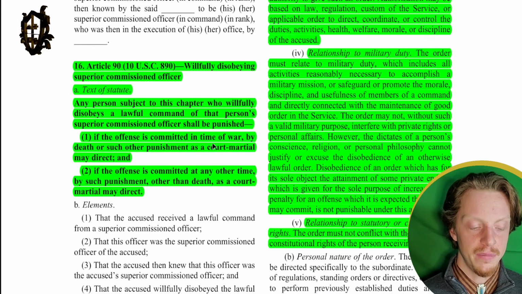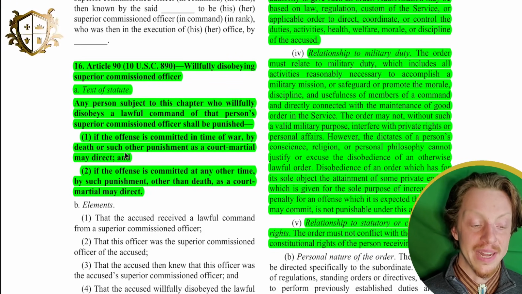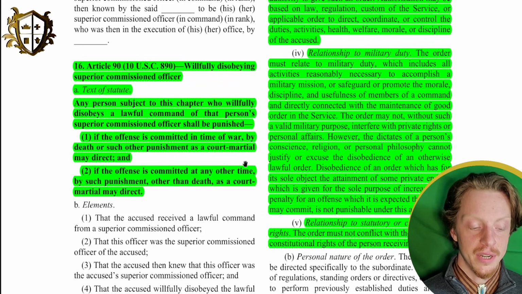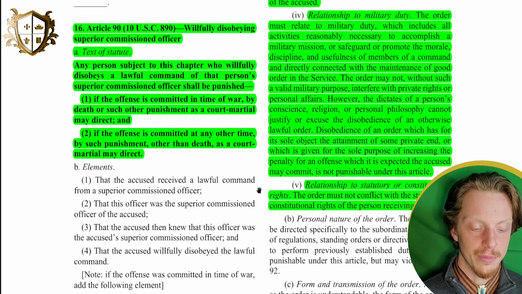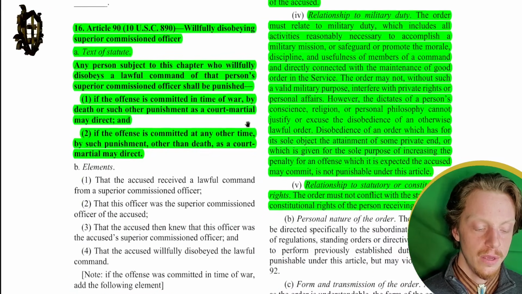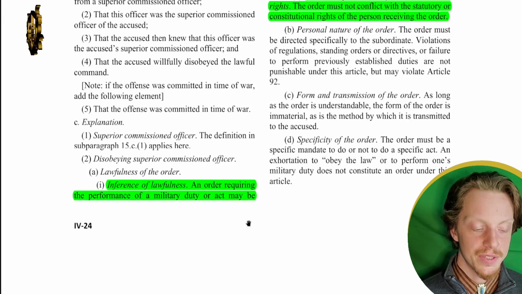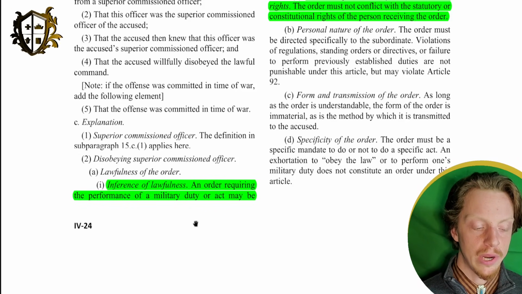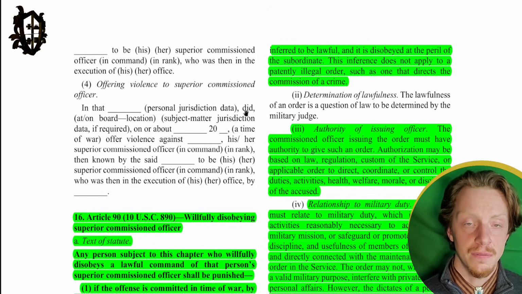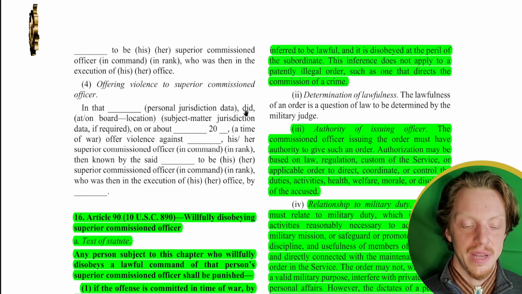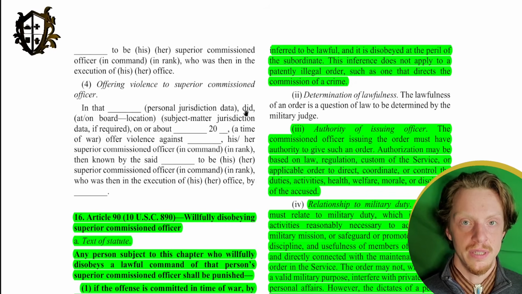1, if the offense is committed in time of war, by death, or such other punishment as a court-martial may direct. And 2, if the offense is committed at any other time, by such punishment other than death as a court-martial may direct. Further down, inference of lawfulness: an order requiring the performance of a military duty or act may be inferred to be lawful, and it is disobeyed at the peril of the subordinate.